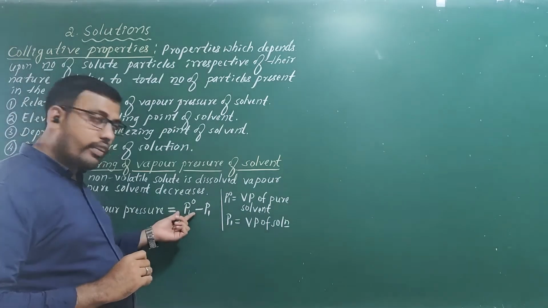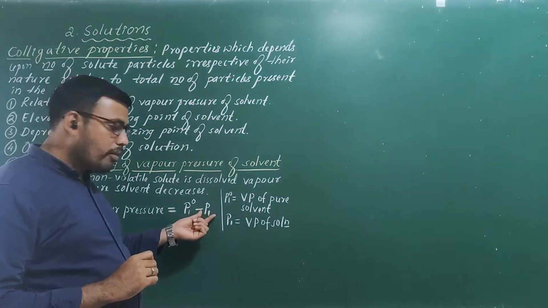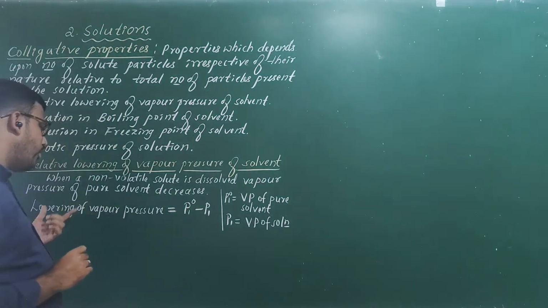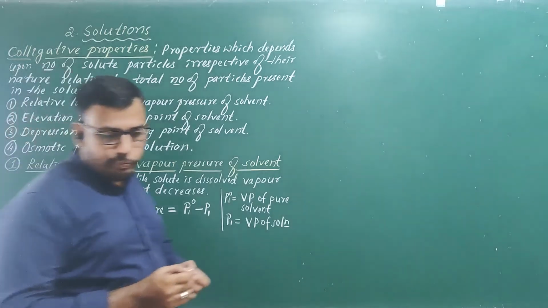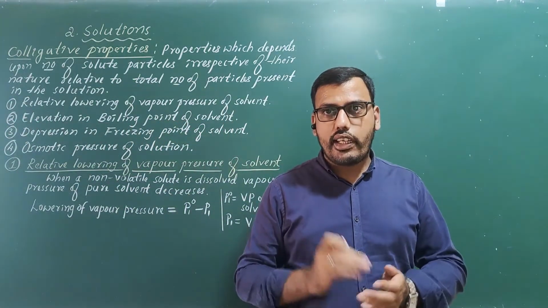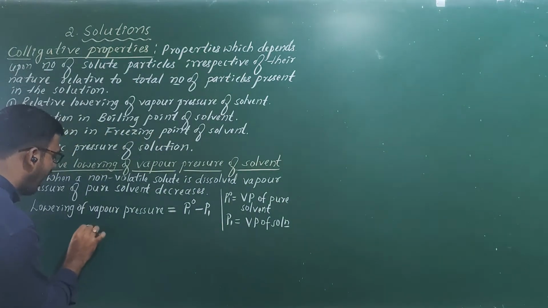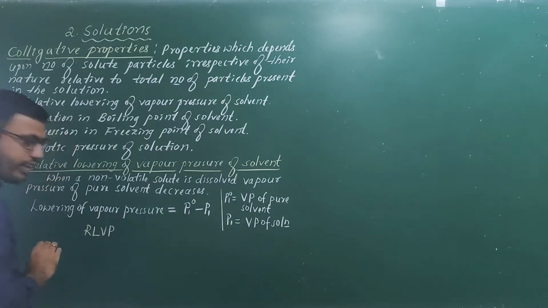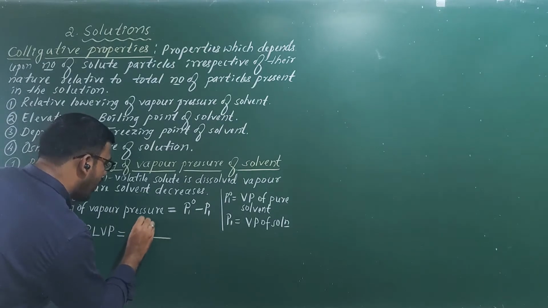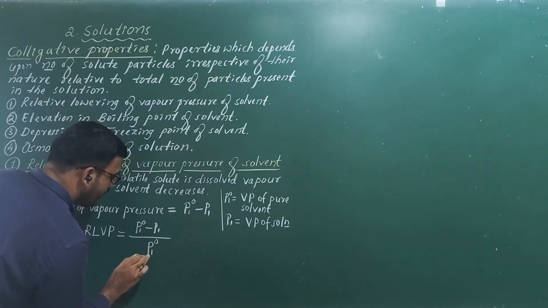So first term, vapor pressure of pure solvent, which is higher. Second term, vapor pressure of solution, which is lower. So higher minus lower gives how much lowers? Lowering of vapor pressure. Okay. So now I want relative lowering of vapor pressure. In short I will call it RLVP. Relative lowering of vapor pressure is equal to P1 naught minus P1 divided by P1 naught.